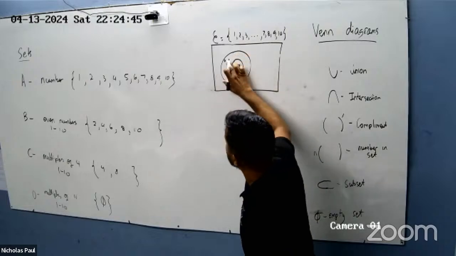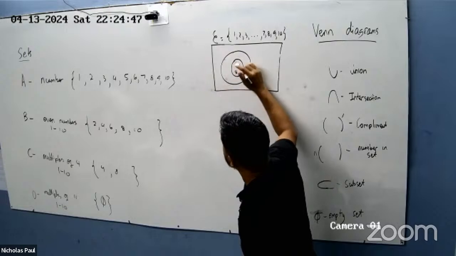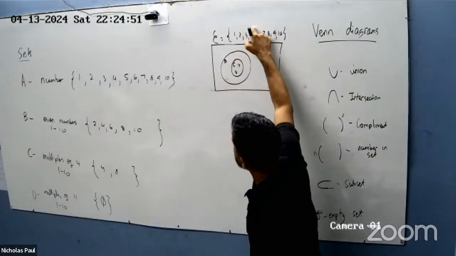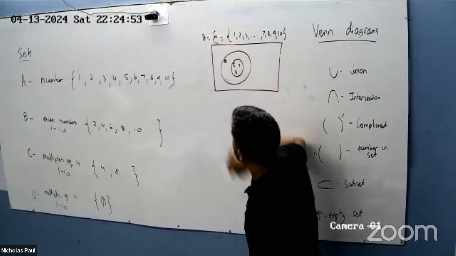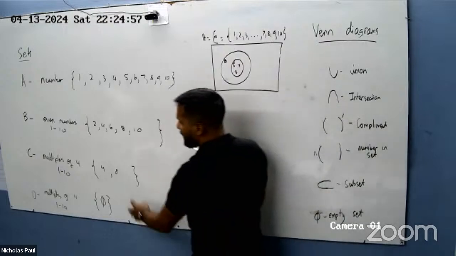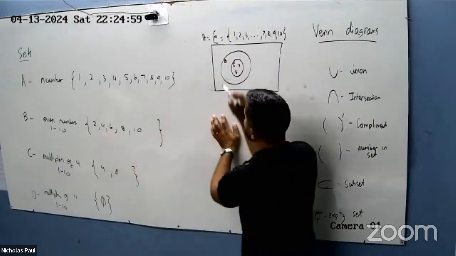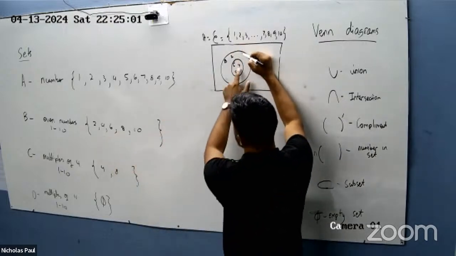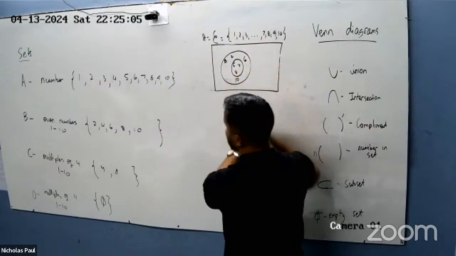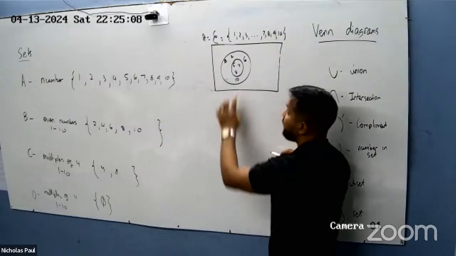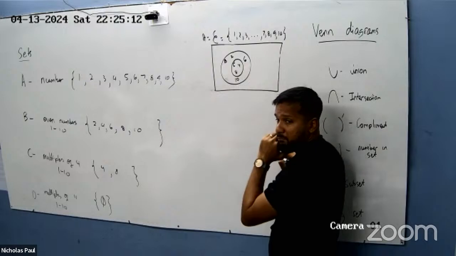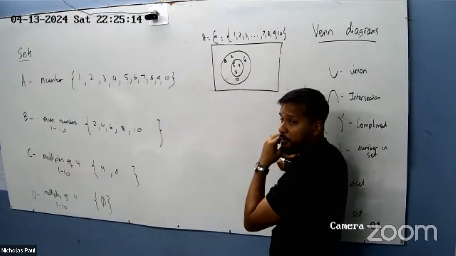Sorry, I used the wrong letters, but that's what it is. This is C and this is B. Everything in C belongs to B. And B is 2, we already have 4, 6, we already have 8, 10. So everything in here is B, everything in here is C. Matthew, you okay with that?